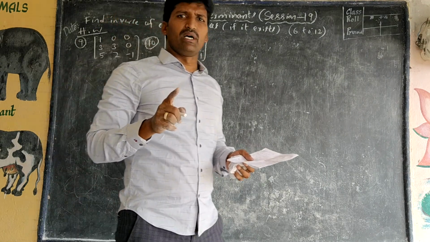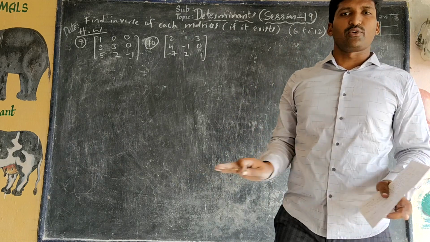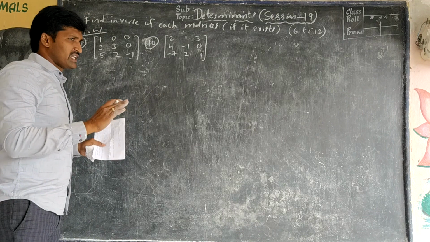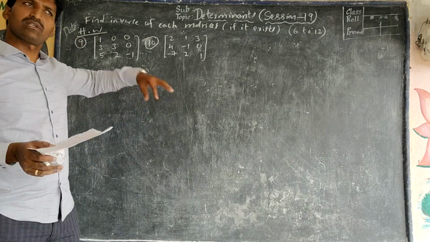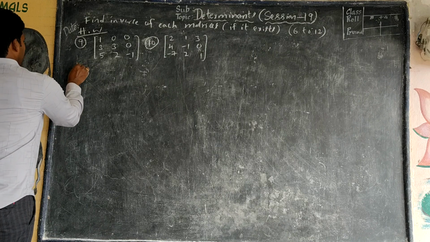One thing you have to remember: if the delta A value is 0, directly A inverse does not exist. You need not do the further steps. Just stop there only. If delta A is not equal to 0, only then is A inverse possible to find. Next, the 11th one.